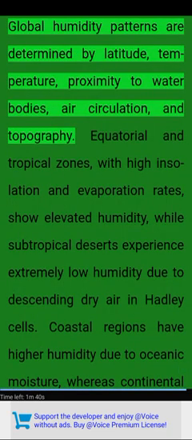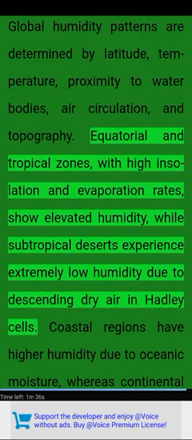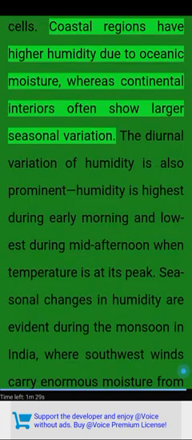Global humidity patterns are determined by latitude, temperature, proximity to water bodies, air circulation, and topography. Equatorial and tropical zones, with high insolation and evaporation rates, show elevated humidity, while subtropical deserts experience extremely low humidity due to descending dry air and Hadley cells. Coastal regions have higher humidity due to oceanic moisture, whereas continental interiors often show larger seasonal variation.